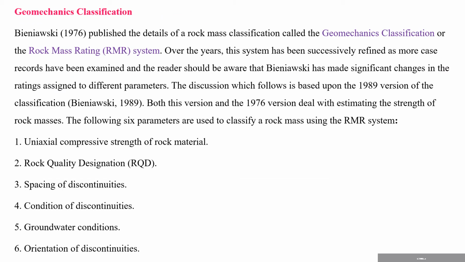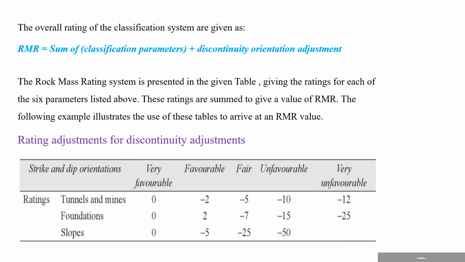Geomechanics classification. It is also known as the rock mass rating system. It consists of 6 parameters which are used to classify rock mass using the RMR system. The first one is uniaxial compressive strength of rock material. Second is rock quality designation index. Third is spacing of discontinuities. Fourth is condition of discontinuities. Fifth is groundwater condition, and the last one is orientation of discontinuities. The overall rating of the system is given as the sum of the parameters plus the discontinuity orientation adjustment.